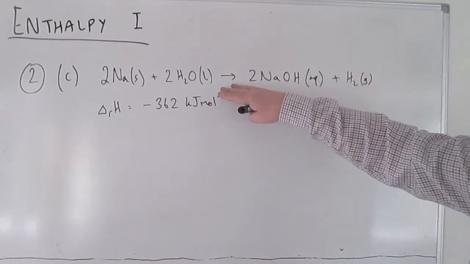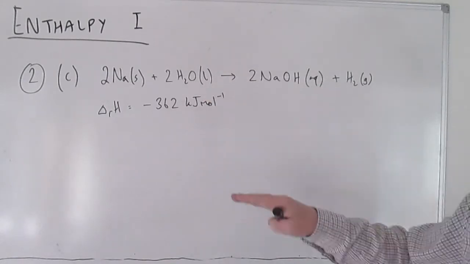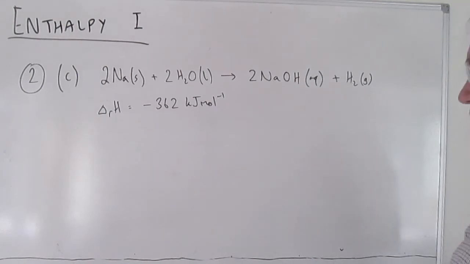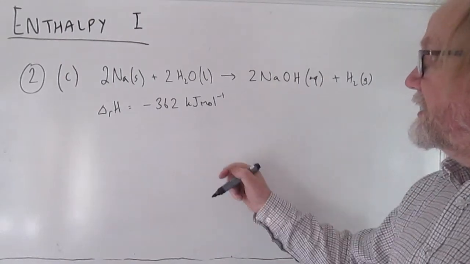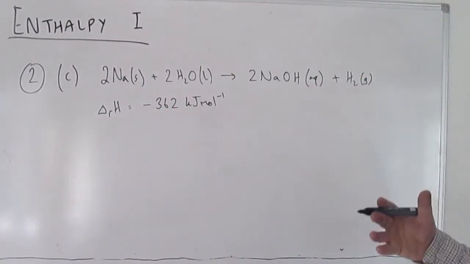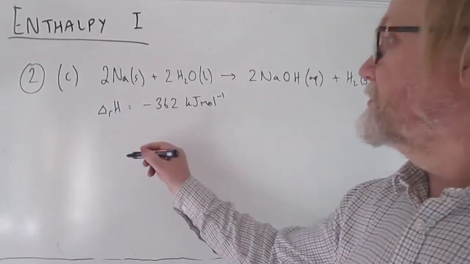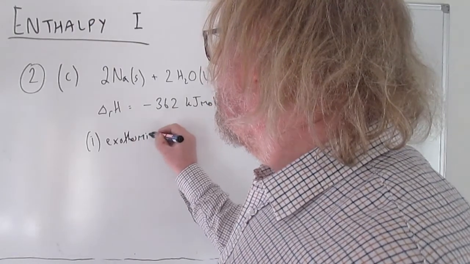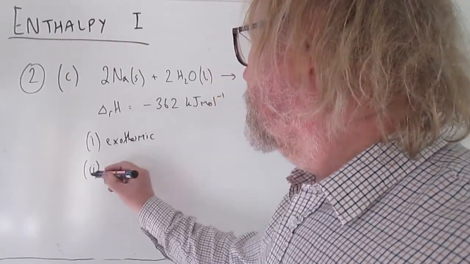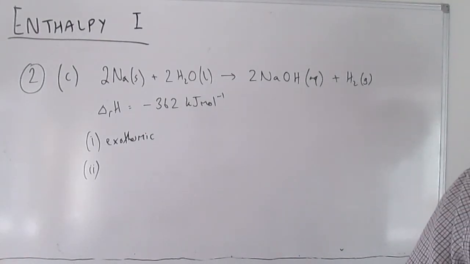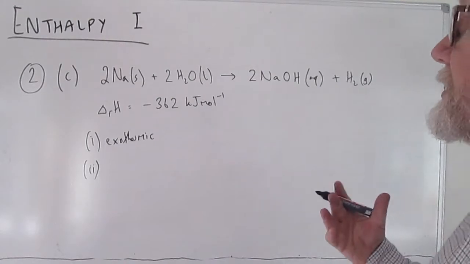Okay, so in C we're focusing on this reaction of sodium and water, and it tells us that the enthalpy change of reaction is minus 362 kilojoules per mole. So first it wants to know simply, is it exothermic or endothermic? So it's the usual thing, you just look at the sign. The negative sign tells you it's exothermic, so heat is going to be given out. Okay, so that's the first one. And then it wants to know the amount of heat, the enthalpy change when 1 mole of sodium reacts.